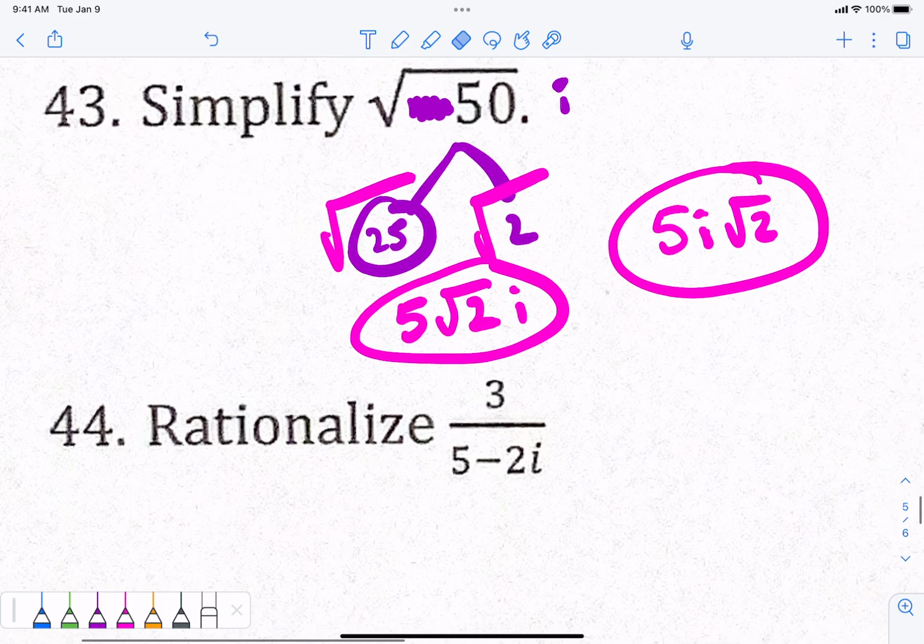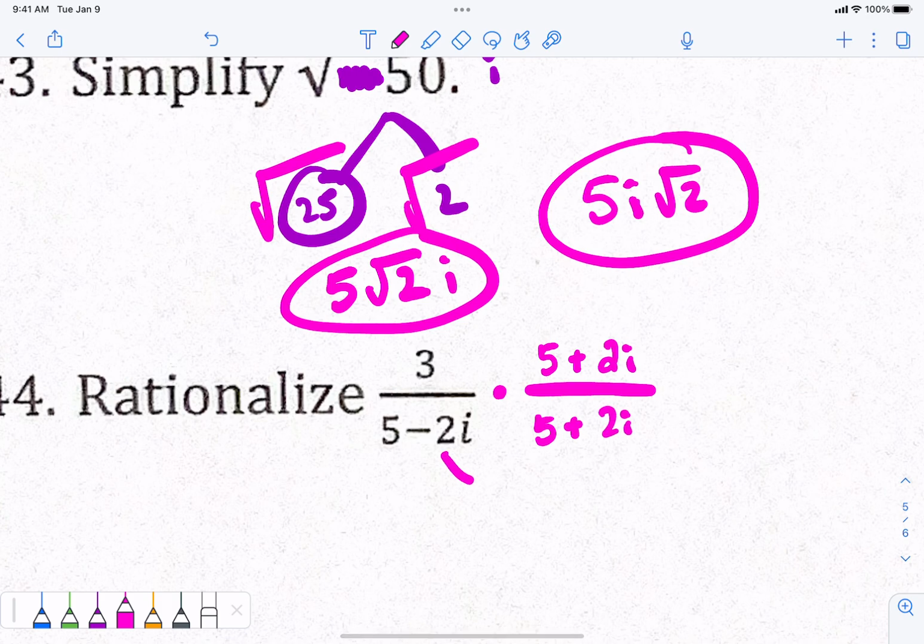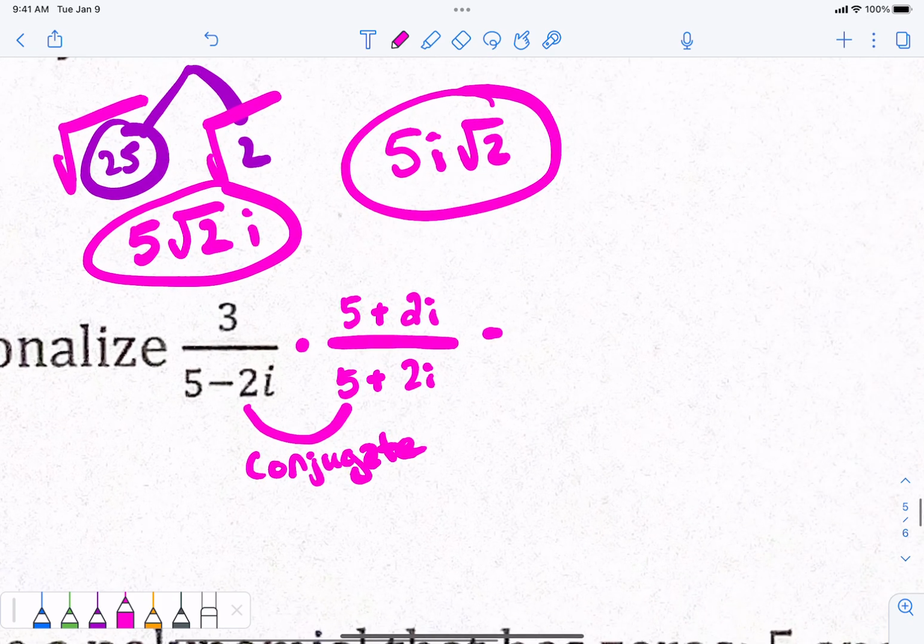All right, 44 is rationalize. We want to get rid of the i in the bottom. Multiply both the top and the bottom by 5 plus 2i. Why 5 plus 2i? Because they are conjugates of one another. And by multiplying by the conjugate, you get rid of the i, the middle 2 pieces. Okay? On the top, I think this is maybe the exact test question, or close, something like that.